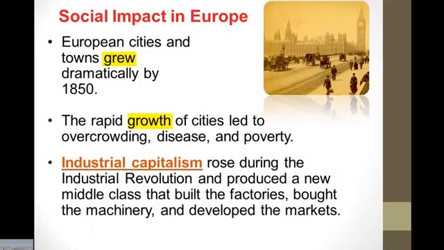Industrial capitalism rose during the Industrial Revolution and produced a new middle class that built the factories, bought the machinery, and developed the markets.